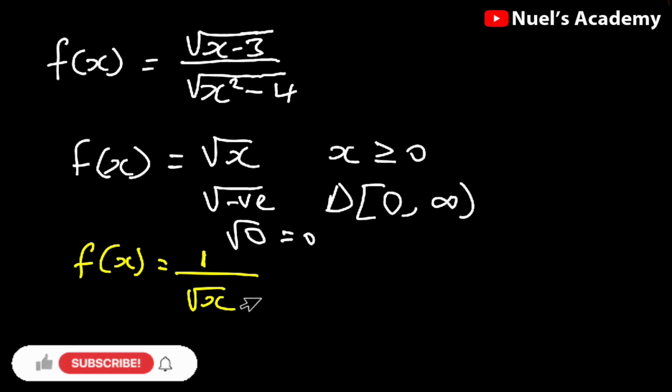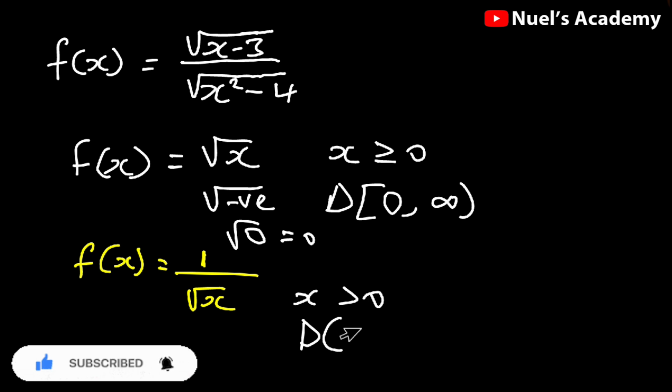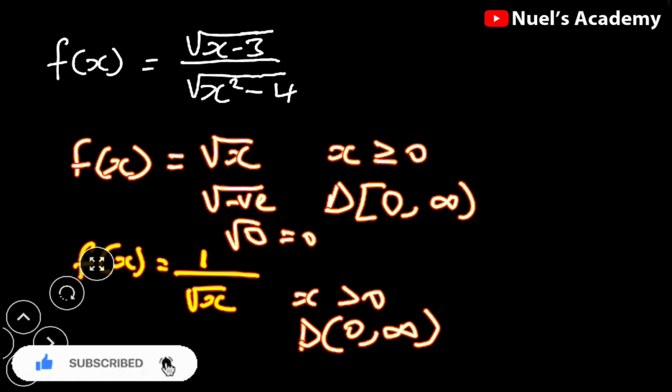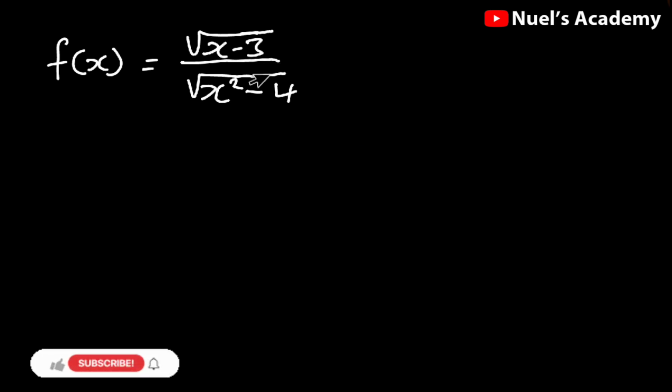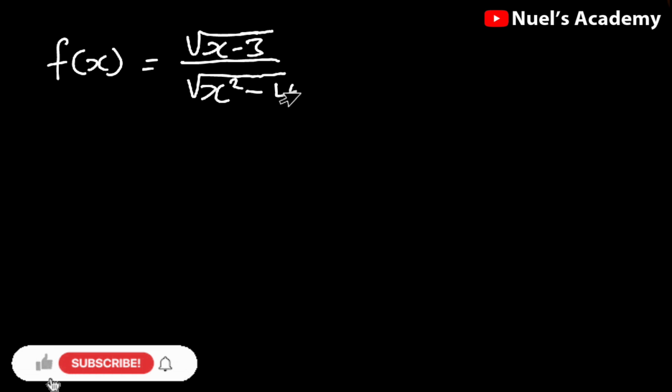Instead, we're going to write this as x is greater than 0. Alright, that way we are not going to have 0 in the denominator. Now, if you represent this in interval notation, then the domain of this function is going to be parenthesis 0, infinity. Now, this 0 is not included. Alright, so with this information, let's solve for the domain of this function. f of x is equal to the square root of x minus 3 divided by the square root of x squared minus 4. Let's focus on the numerator first.